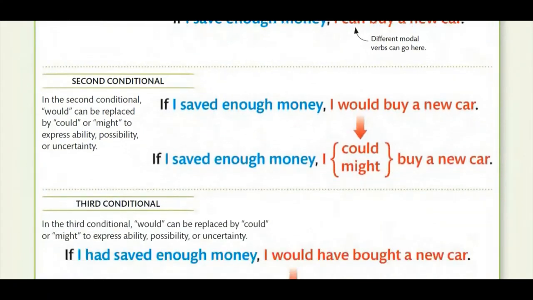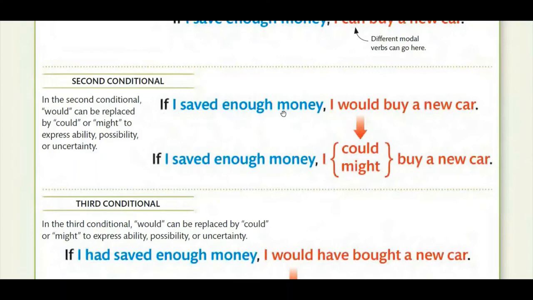In case of second conditional, if I saved enough money, I would buy a new car. So if I saved enough money, I might buy a new car. This is also correct. I could buy a new car.